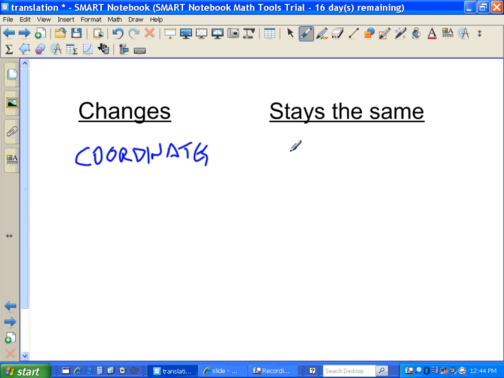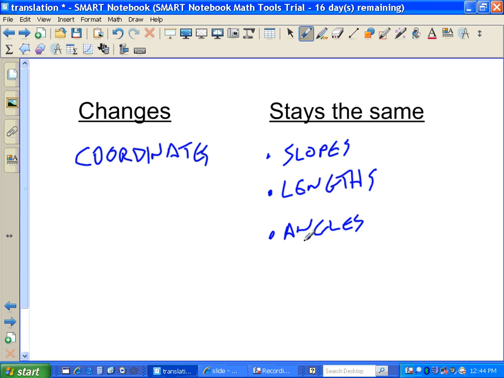Okay, the slopes of my sides, they all stayed the same. Okay, the lengths of my sides all stayed the same. Okay, the angles between the sides all stayed the same. We didn't have any right angles, but if we did, they'd still be right angles. We're just moving the shape. So we always look at, when we're looking at transformation, what happens to the slopes, what happens to the lengths of the sides, what happens to the angles between the sides. The things that are perpendicular remain perpendicular.